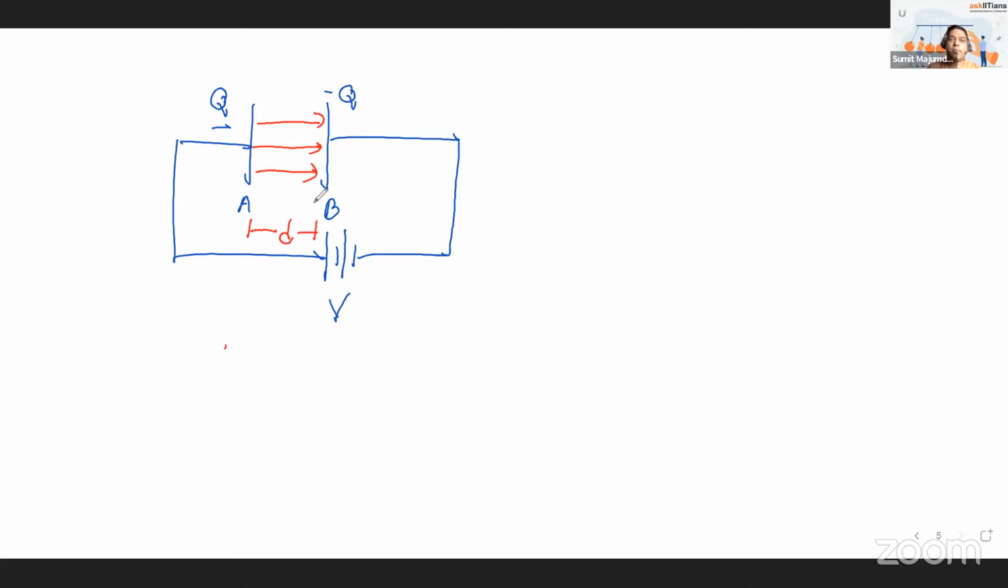So if we talk about this, we have an electric field that is being set up because there is a potential difference applied across the two ends of the capacitor, right? So there is an electric field. Now we know that the electric field is equal to V upon D, or you can say V is equal to E into D. Now, what is the electric field? How do we define it?